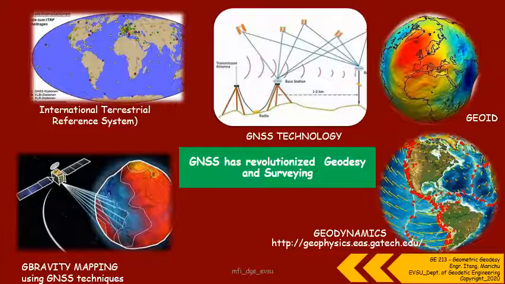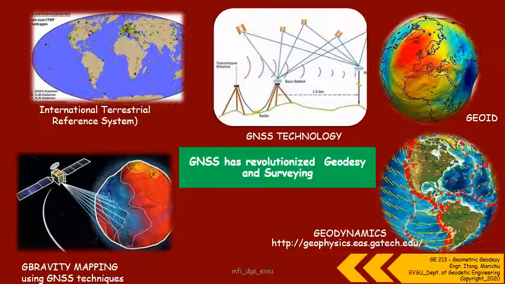Here are some of the things that revolutionized geodesy and surveying. We have the International Terrestrial Reference System, GNSS technology, the development of the geoid, and geodynamics, meaning the movement of the Earth's crust. With respect to gravity, we have gravity mapping. The coverage of our measurement system has greatly expanded.